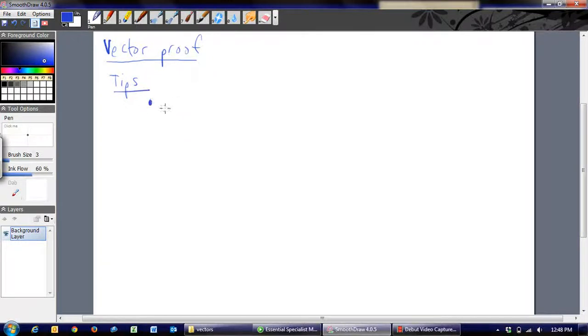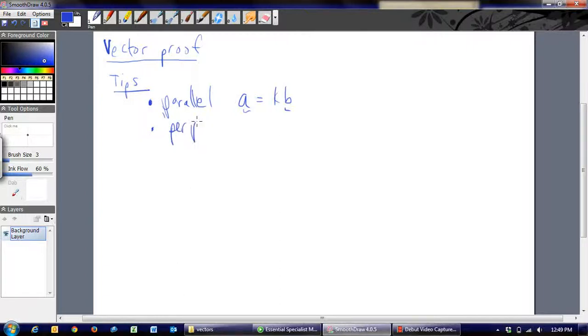Okay, first tip is just to remember things like, what does parallel mean? If two vectors are parallel, what does that mean? If A and B are parallel, that means that A is equal to some constant times B. So if you know that A is parallel to B, then you can assume this sort of thing. Just remember what that means.